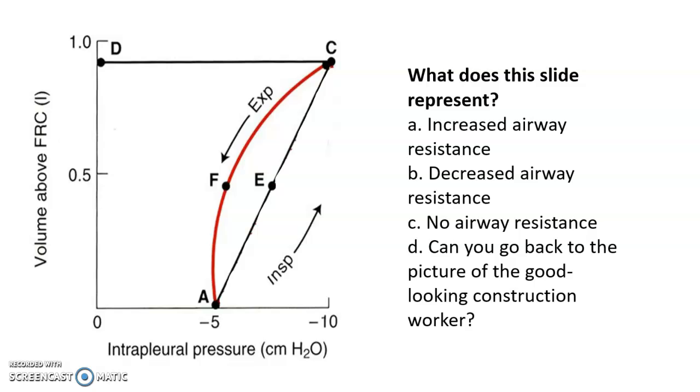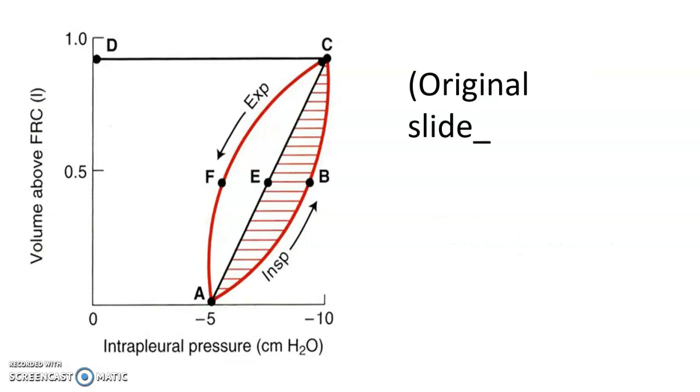Does it represent increased airway resistance, decreased airway resistance, no airway resistance, or can I go back to the picture of the good-looking construction worker? And the answer is C, no airway resistance. Here's a picture of the original slide, where if it were just a normal lung. Okay.